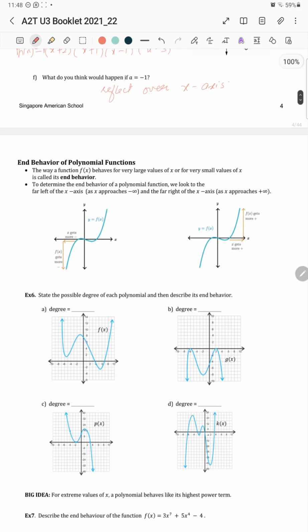End behavior of polynomial functions. The way a function f of x behaves for very large values of x or very small values of x is called end behavior. To determine the end behavior of a polynomial function, we look at the far left x values and far right x values. As x gets more negative, f of x gets more negative. X is getting more negative on this side, f of x is getting more negative on this side. X is getting more positive on this side, f of x is getting more positive on this side.